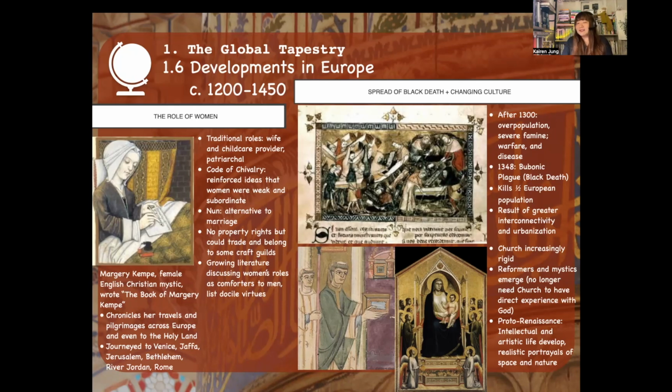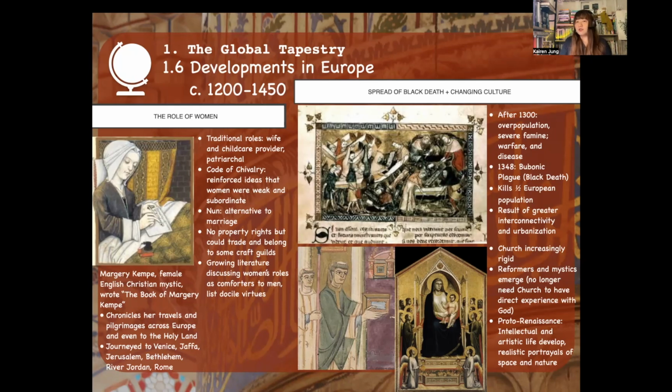The spread of the Black Death changed the face of Europe as we knew it then. After 1300, there was a lot of overpopulation, severe famine, warfare, and disease. In 1348, the bubonic plague arrived. It was also called the Black Death because you would have these giant black lesions that would lead to death. This killed half of the entire European population.